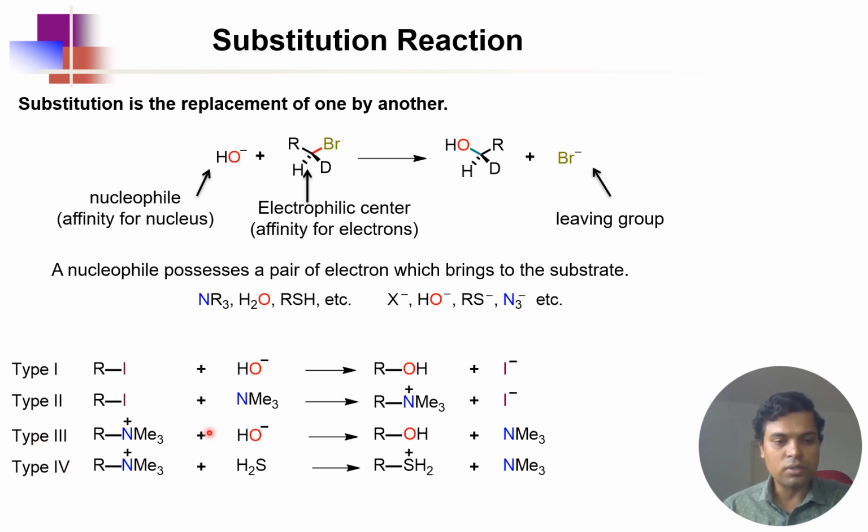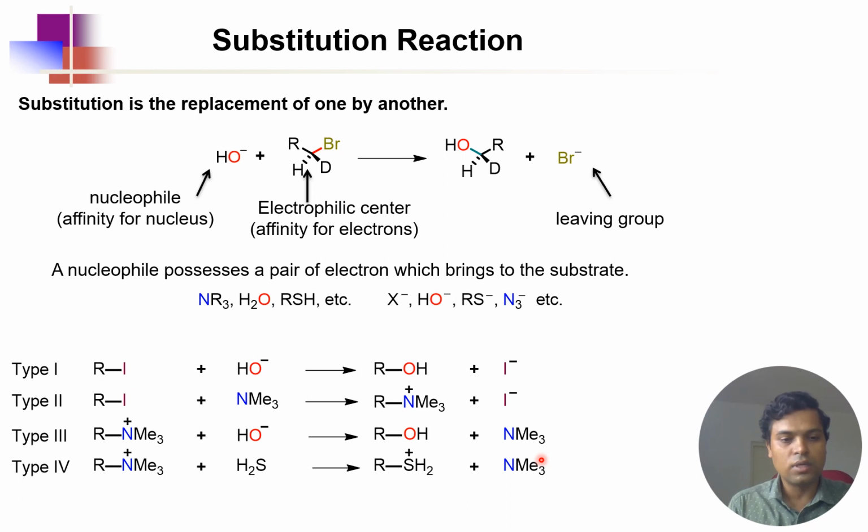In type 3, you can see you have a positively charged substrate and a negatively charged nucleophile, and then both become neutral after the reaction. In type 4, you have a positively charged substrate and a neutral nucleophile, and you have a positively charged product and the neutral leaving group.